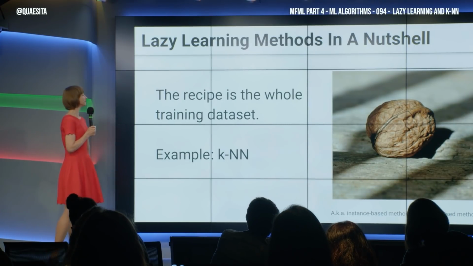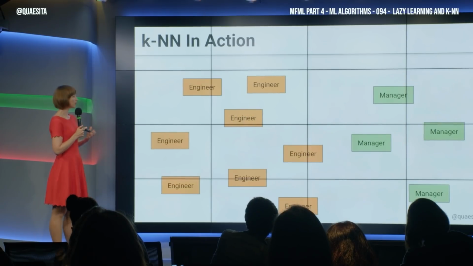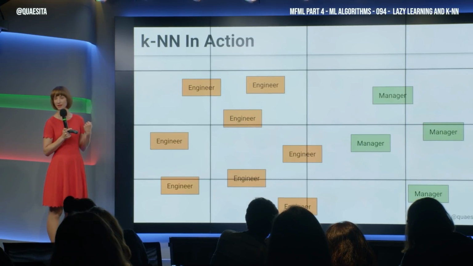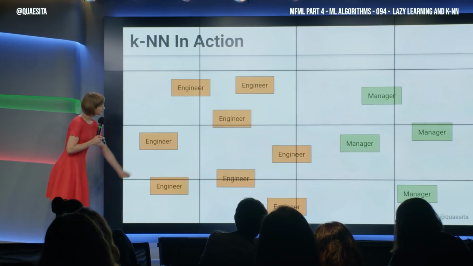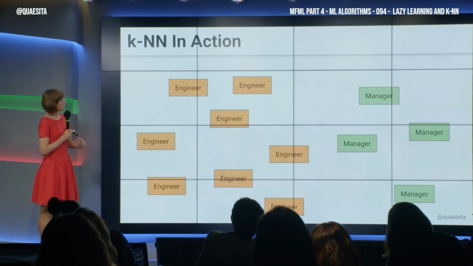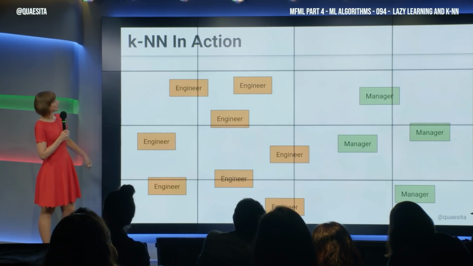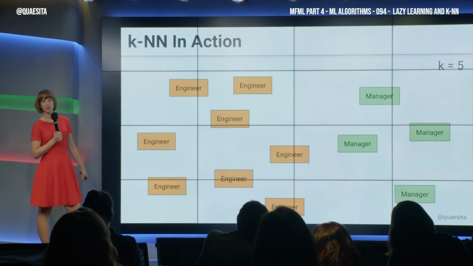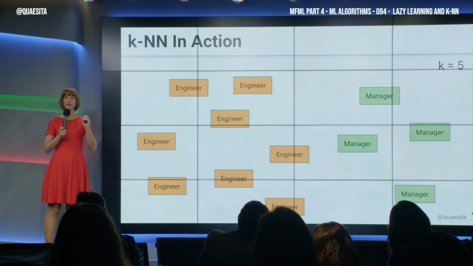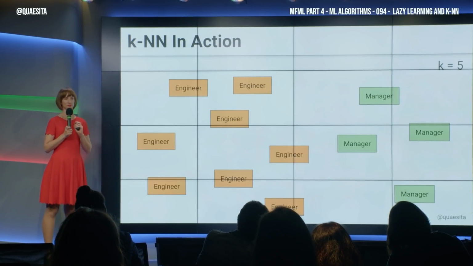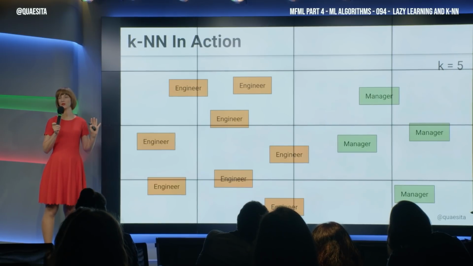So let me show you an example. Here is a desk area. We've got engineers and managers sitting in this desk area. We have the north-south coordinates and the east-west coordinates. And we'll see this thing in action with K equals 5. So now the technique reads 5 nearest neighbors. You have no idea what's coming.